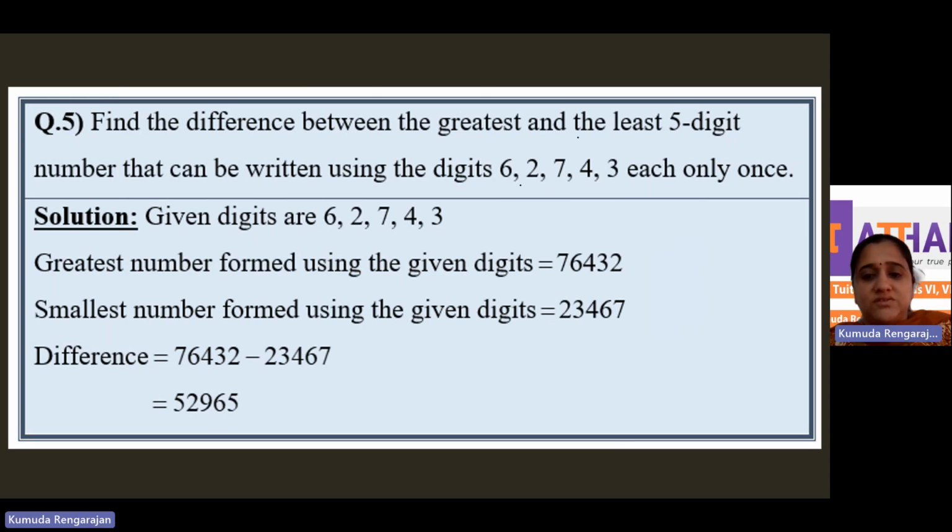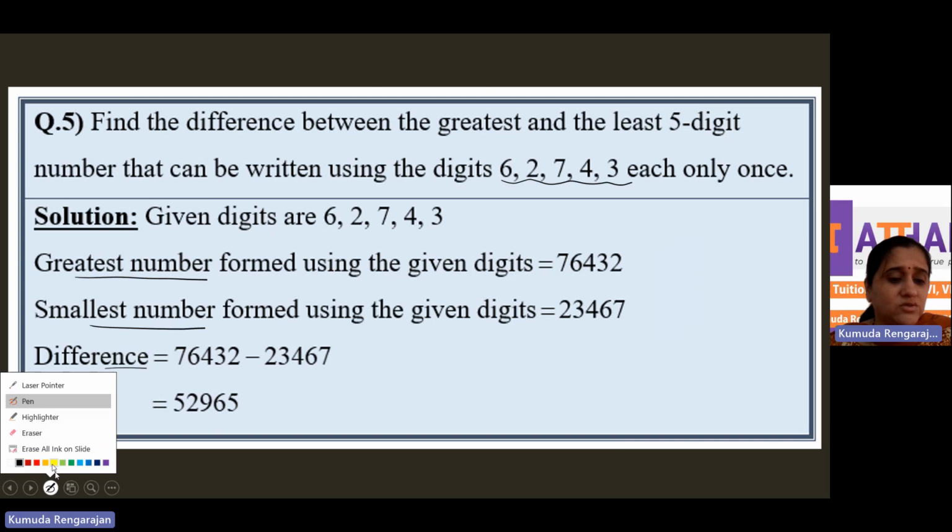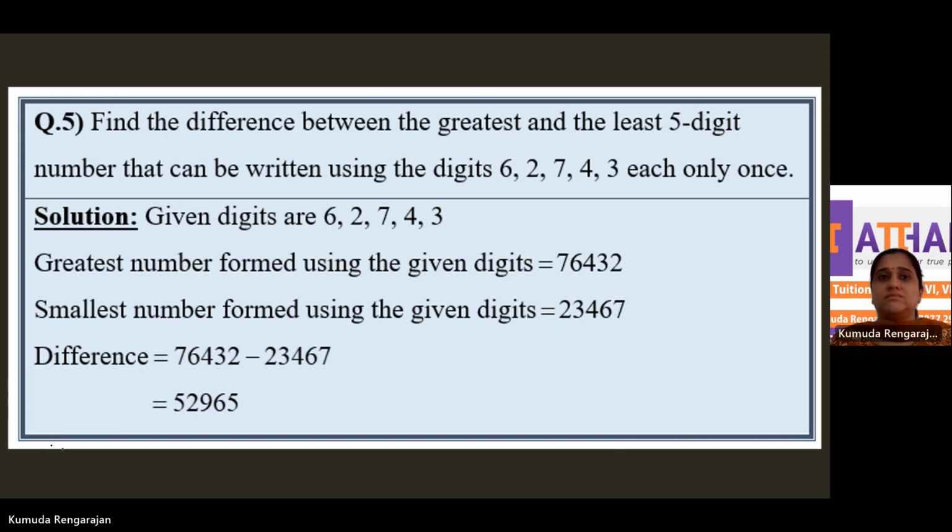So these are the digits given to you and you have to form the greatest number and the smallest number and find the difference. So from as early as sixth standard, we should get into the habit of reading the question till we understand. The question should be understood. Sometimes we just remember some clue here and there and go to the next one. It's not like that. You need to read the question.